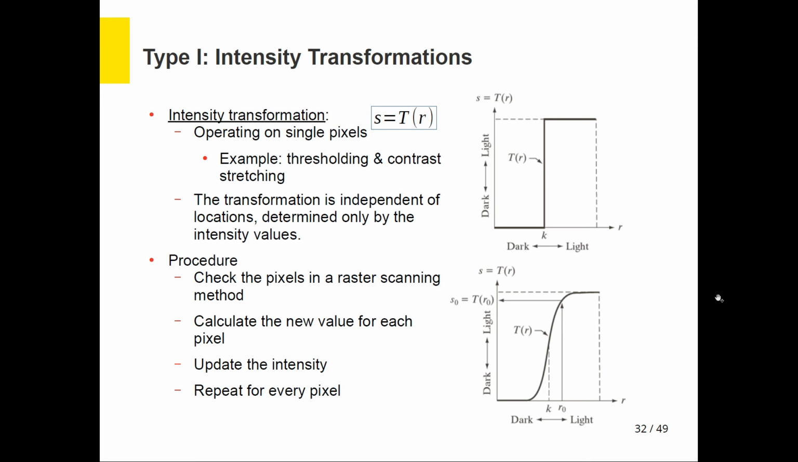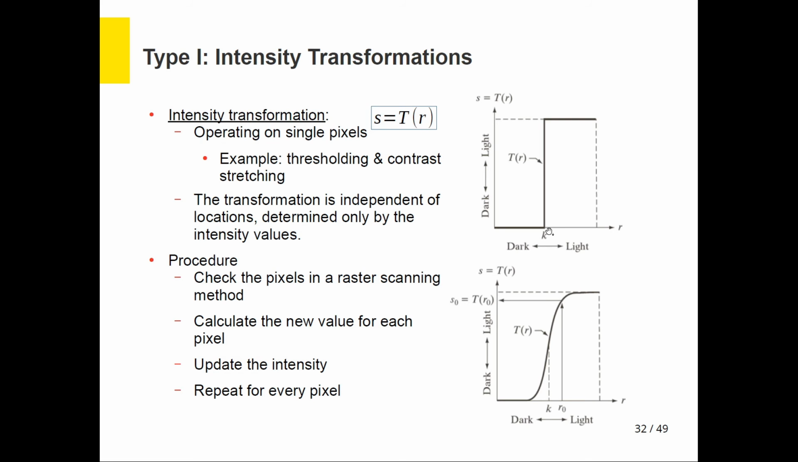So the first type of intensity transformations are the ones that are applied on single pixels. The general formulation is something like this. We have s = T(r). T is the transformation function, r is the input intensity, and s is the output intensity. As I said, these are done on single pixels, and examples of this are thresholding and contrast stretching. So you see an example of a function that is used for thresholding, and another example of a function that is used for contrast stretching.